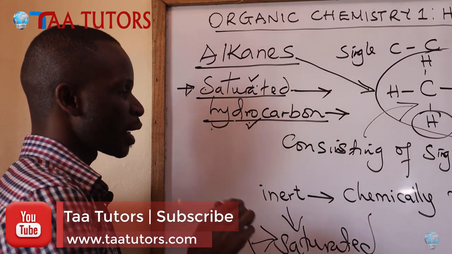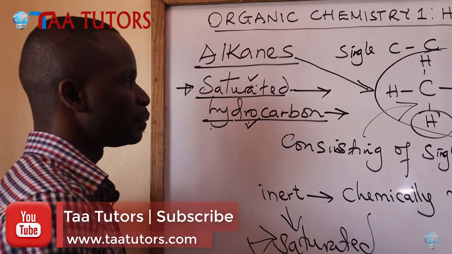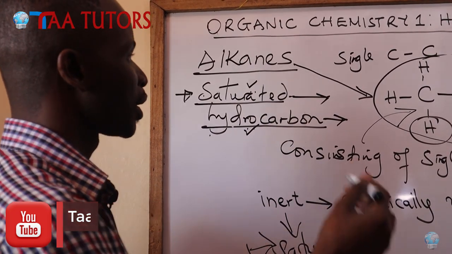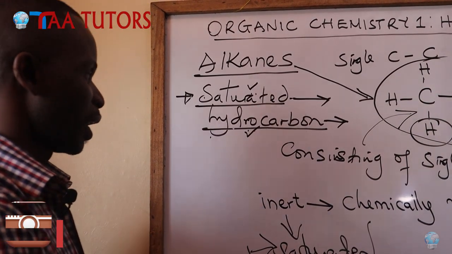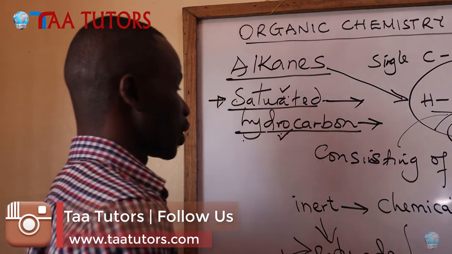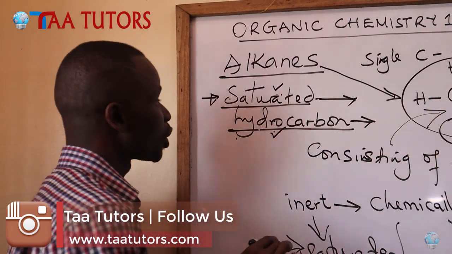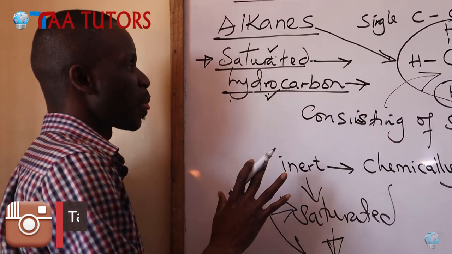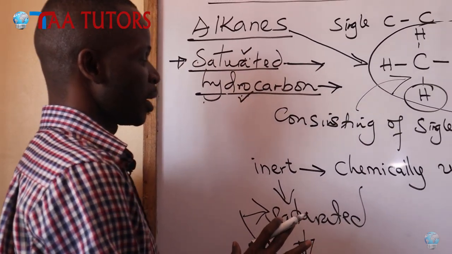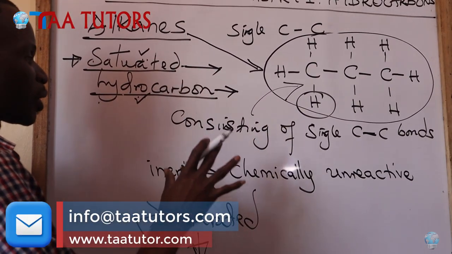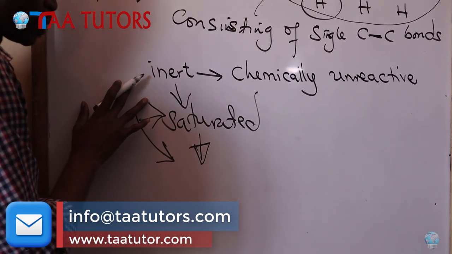So we are going to see that alkenes are fairly more reactive than alkanes, and alkynes will be much more reactive than even alkenes. We are going to see that when we reach that particular point. But for now, I've been able to describe to you what we mean by saturated and why they are saturated, and if they're saturated, how that relates to them being inert.